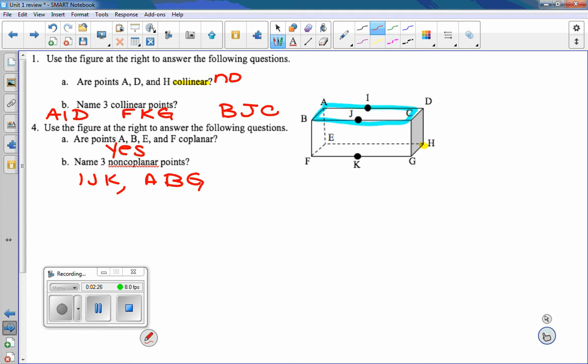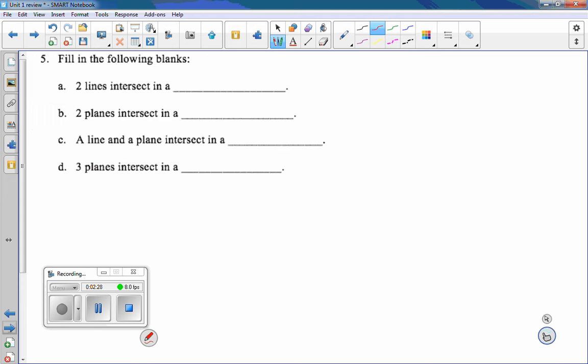Okay. When I asked you to answer these, they did not go with the diagram. 2 lines intersect at A. Here's my 2 lines. Where do they intersect? Right here. What is that? A point.